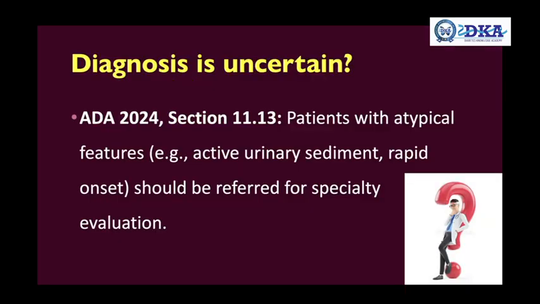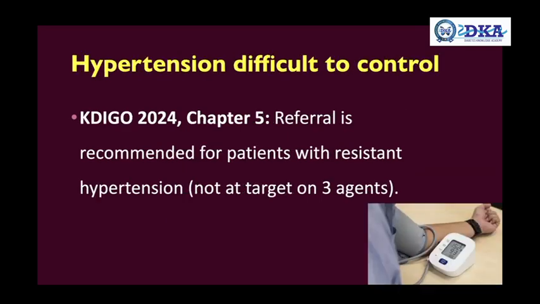If your diagnosis is uncertain, if you are not sure of your diagnosis of diabetic nephropathy, with atypical features such as active urinary sediment and rapid onset, you should probably refer the patient to a nephrologist. And hypertension, difficult to control. If your patient is not controlled on hypertension with high BP, even after starting 3 agents, one of the agents should be a diuretic, then refer the patient to a nephrologist.